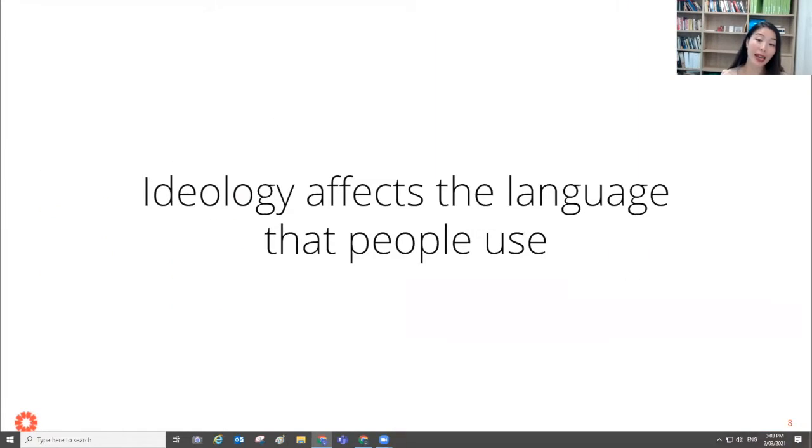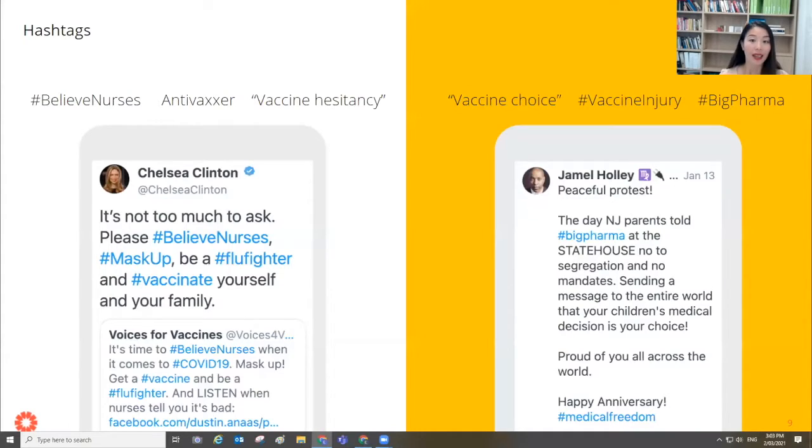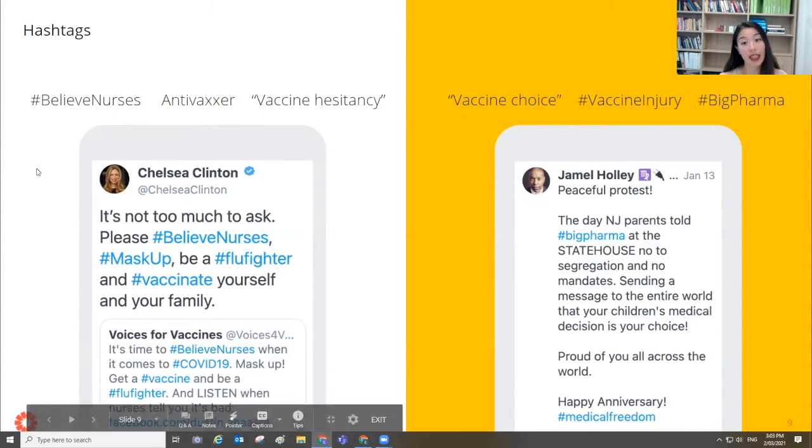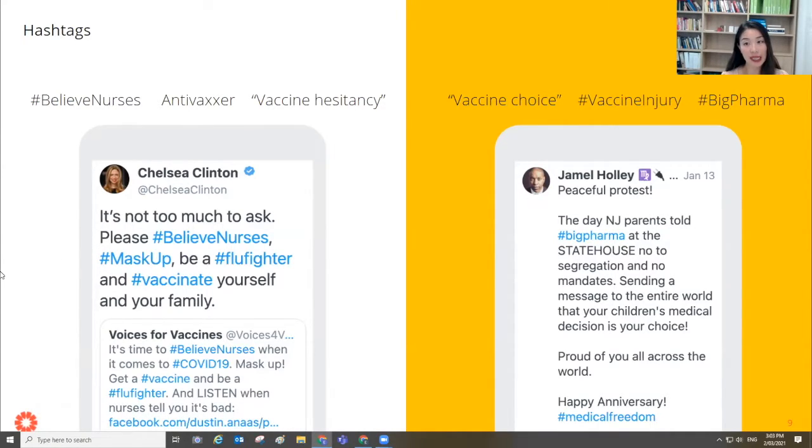Also, we need to understand how ideology affects the language that people use. So when you're doing your searches, you have to remember this because people who believe in different things can be using entirely different terms. For example, here on the left, we have an example of someone who supports vaccines. So this is Chelsea Clinton, the daughter of Bill and Hillary Clinton. And in her tweet, she says, "It's not too much to ask. Please #believe nurses, #mask up, be a flu fighter and vaccinate yourself and your family."